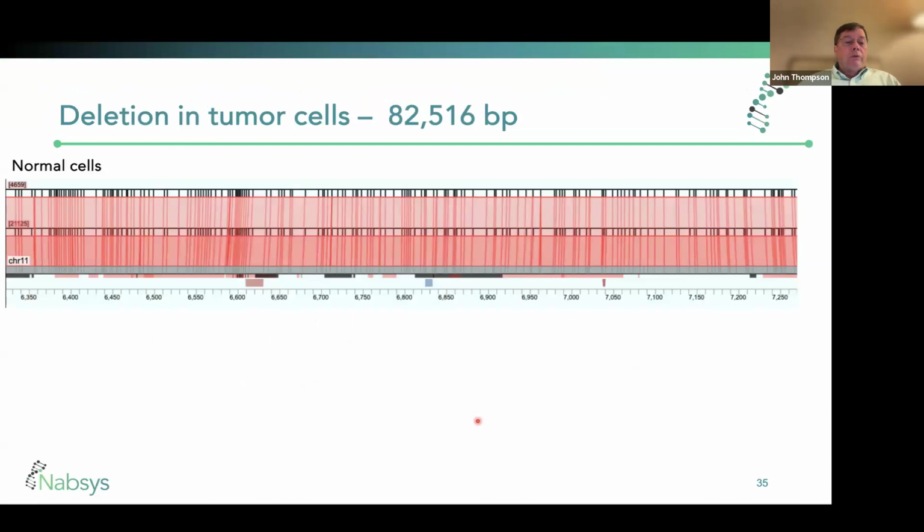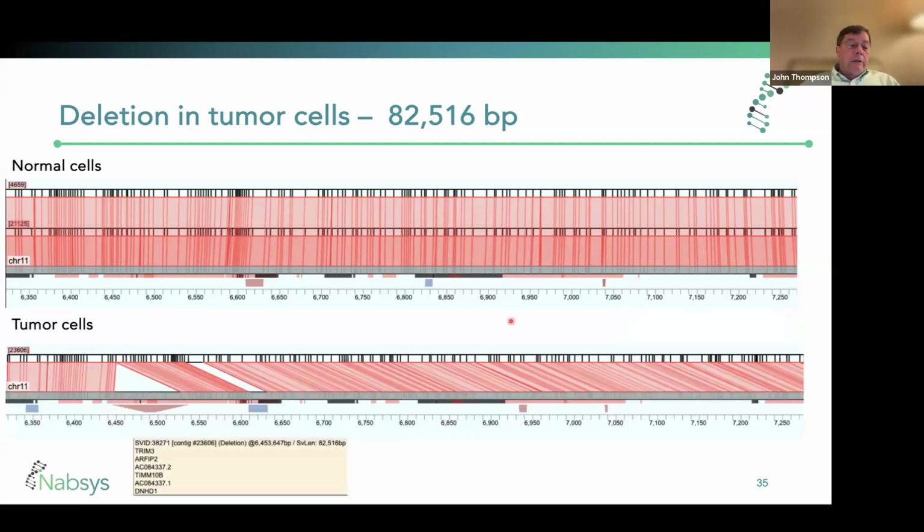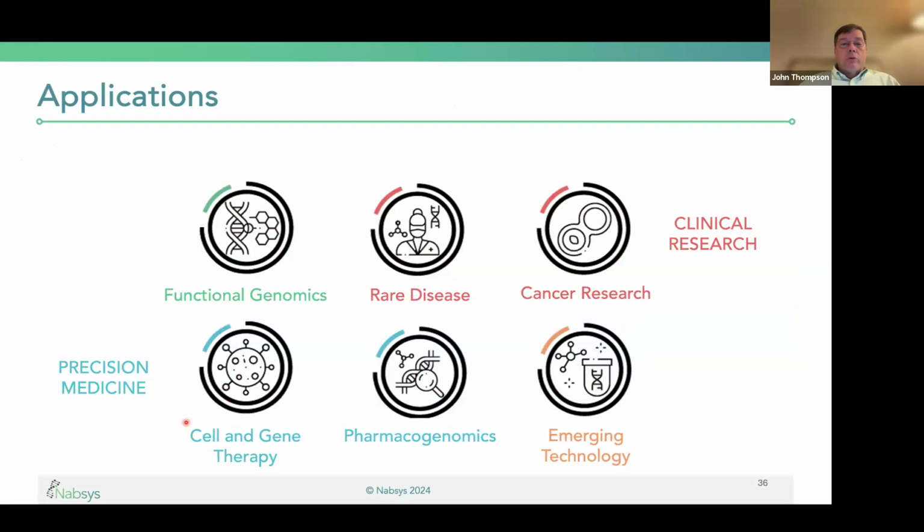And this is an example of one of the deletions we saw. So this is normal cells where you see there are two alleles. You see an insertion, deletion. And again, this is a spread of about a megabase from 6.3 to 7.2 on chromosome 11. And if you look at the tumor cells, you see a deletion of 82,516 bases, as well as another small insertion here, so that you can clearly see the difference between the cells. And there are obviously lots of them. Most of them are not that size, and you also get a readout of the genes affected by that particular deletion.